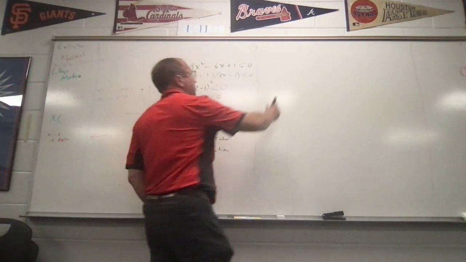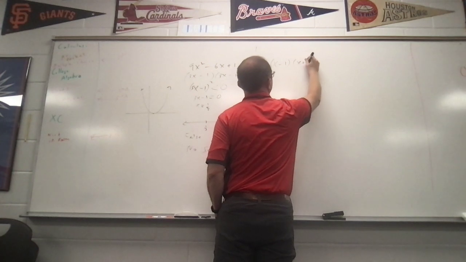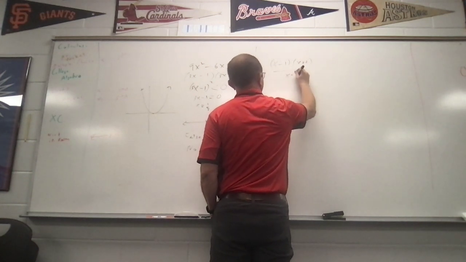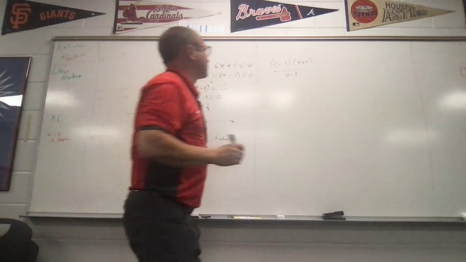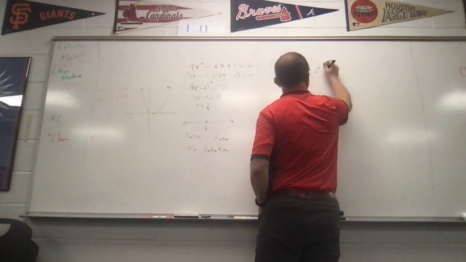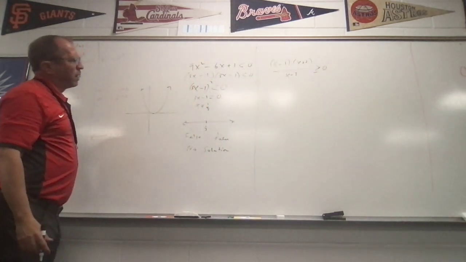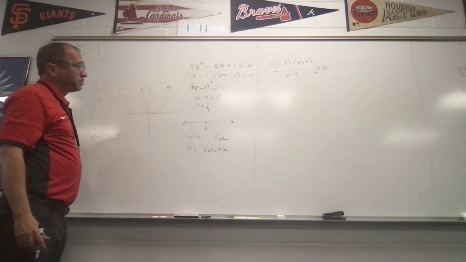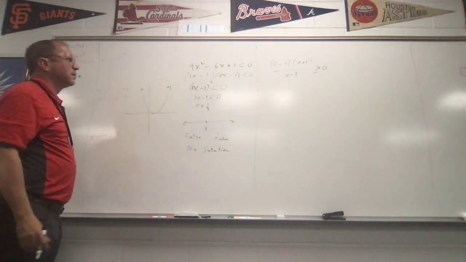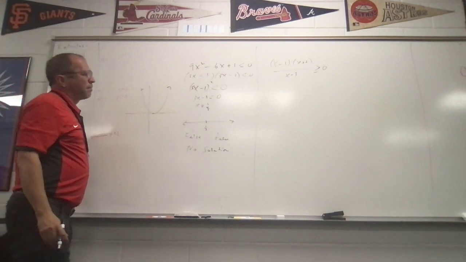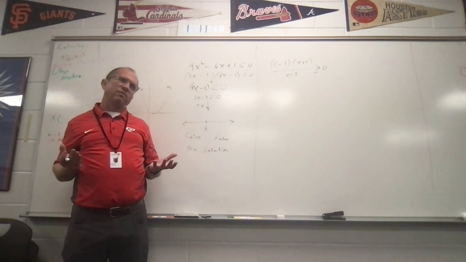But let's take x minus 1 times x plus 2 over x minus 3. And I want to know where this is greater than or equal to 0. All right? Well, it's already factored out. So where are my potential breaks? In other words, where can I change from positive to negative or negative to positive?